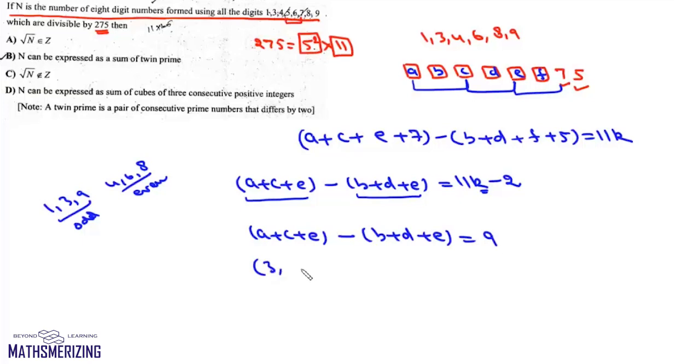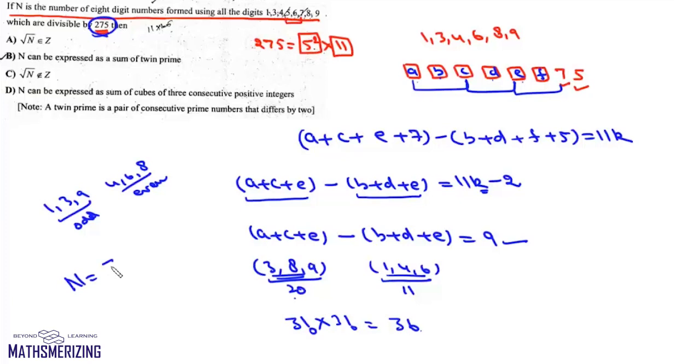Now if we look at these digits, then we can figure out this A, C and E must be 3, 8 and 9, whose sum is 20, and B, D and F must be 1, 4 and 6, which is 11, and 20 minus 11 is 9. So we have to distribute these three digits 3, 8 and 9 in these three positions, and it can be done in factorial 3 ways, and we have to distribute 1, 4 and 6 in these three even positions, which again is factorial 3. So it will be 6 into 6, 36. So the number of 8-digit numbers which are divisible by 275 is 36.